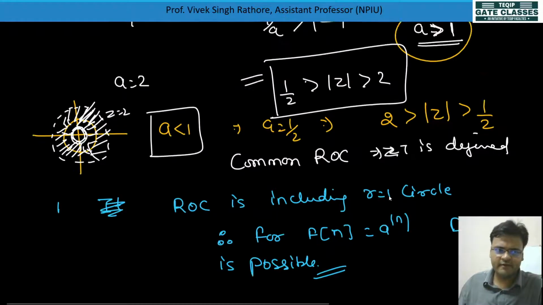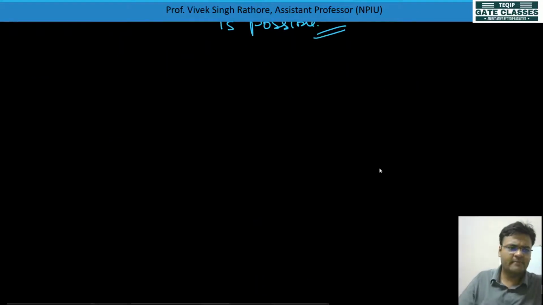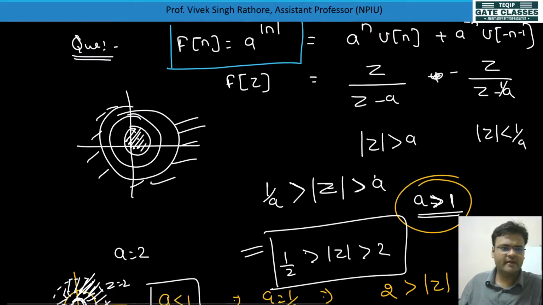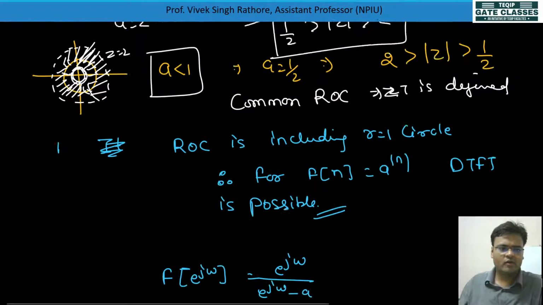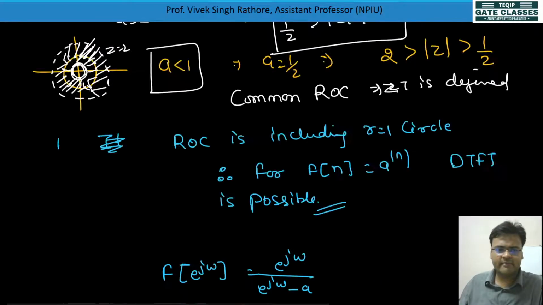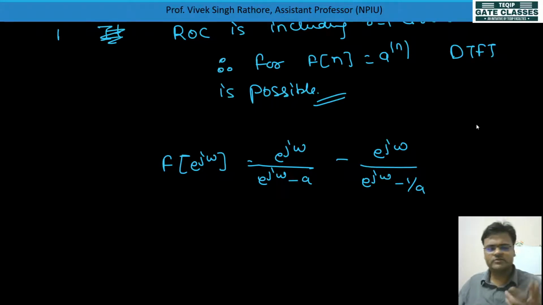और अगर आपको DTFT की वैल्यू चाहिए तो आप क्या कर सकते हैं, यहाँ पे वैल्यू को पुटअप कर सकते हैं. आप F e टू द पावर j ओमेगा लिख सकते हैं. वहाँ पे लिखा था z बाय z माइनस a, तो यहाँ पे लिख सकते हैं e टू द पावर j ओमेगा बाय e टू द पावर j ओमेगा माइनस a, है ना. और ऊपर में z बाय z माइनस 1 बाय a, तो यहाँ पे e टू द पावर j ओमेगा बाय e टू द पावर j ओमेगा माइनस 1 बाय a. और बस दिस इज द वैल्यू.